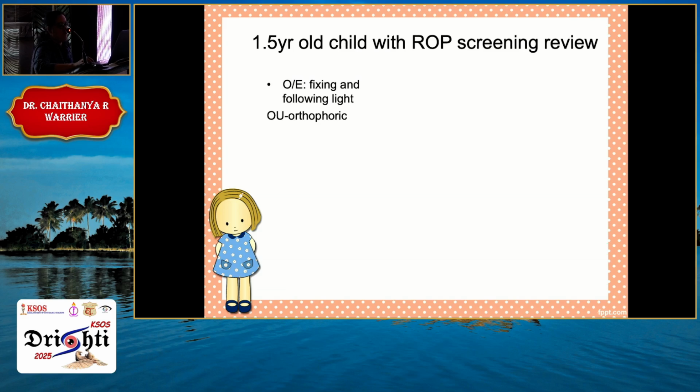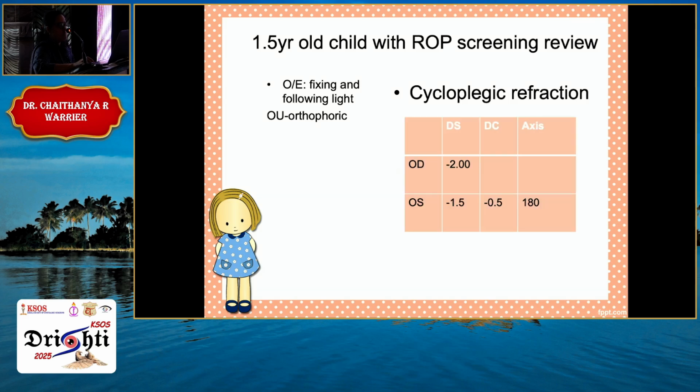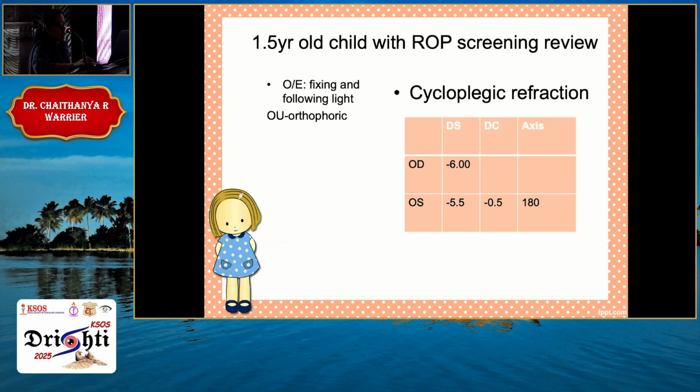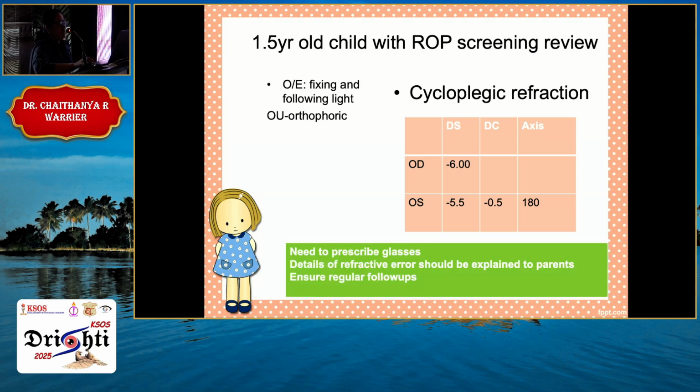Coming to another, a 1.5-year-old child who came for ROP screening. Vision was mild myopic. Do we need to prescribe glasses? No, we can wait. But we need to explain to the parents regarding the refractive error and ensure regular follow-up. Same age child for ROP follow-up, but here the myopic reading was high myopic. So definitely we need glasses. Don't hesitate. We need to prescribe glasses. Regular follow-up should be ensured.